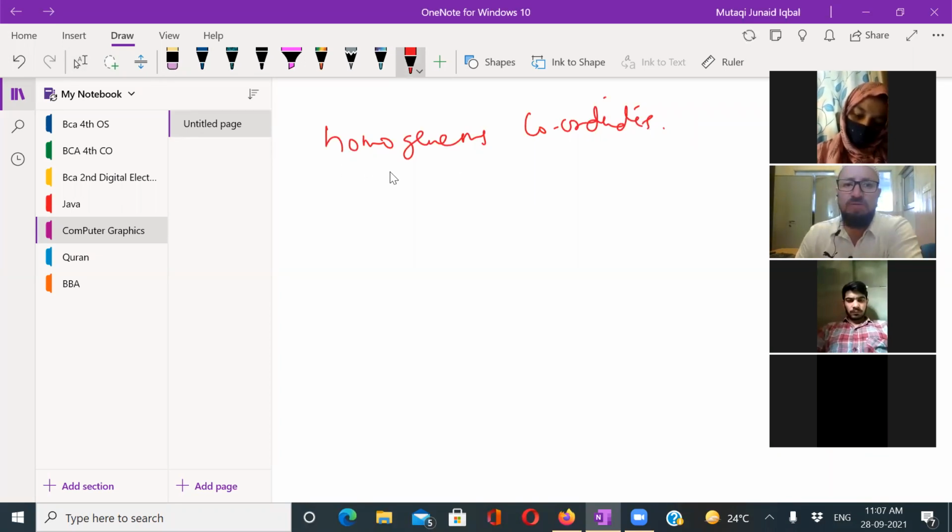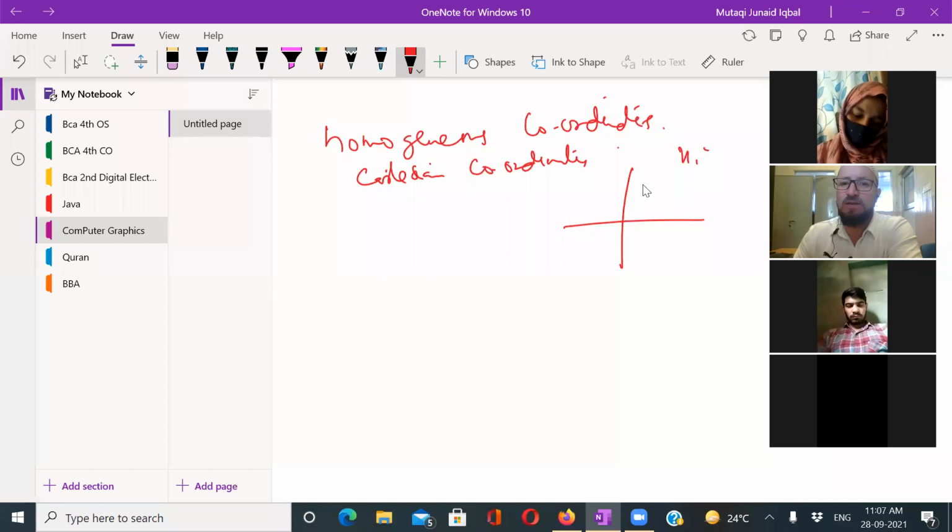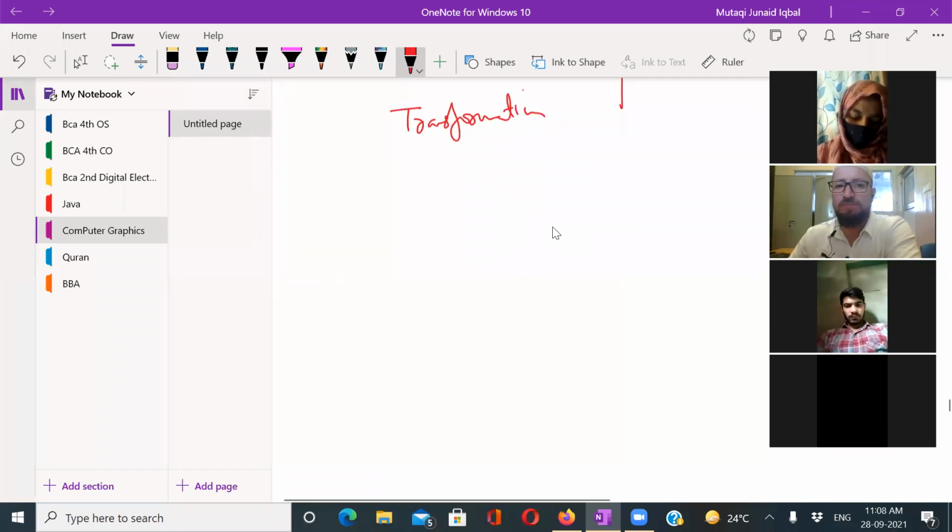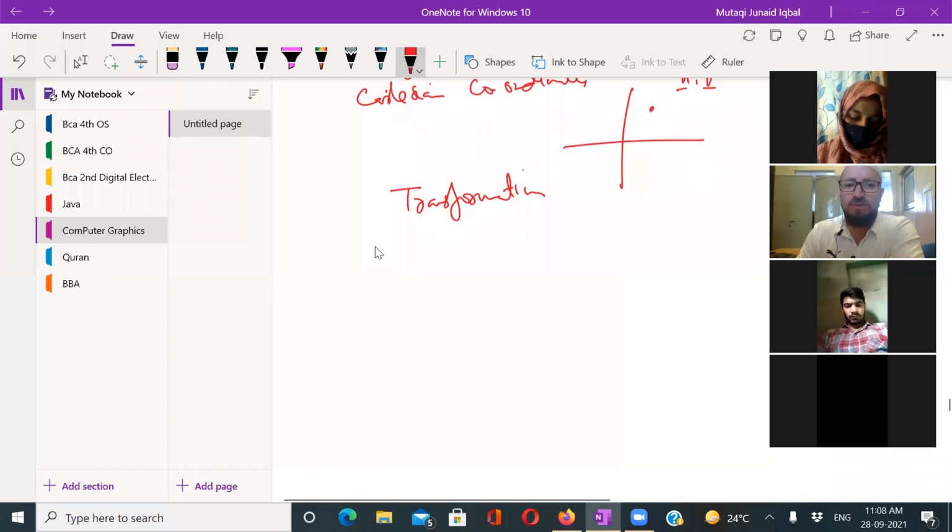We do a little of Cartesian coordinates. The Cartesian plane we know is where we have the x and y values. Okay, the two dimensions are x and y. If any point is here and we want to transform it, and when we say transformation, we have done it actually. Typically this unit is basically over. But there are a few concepts there.